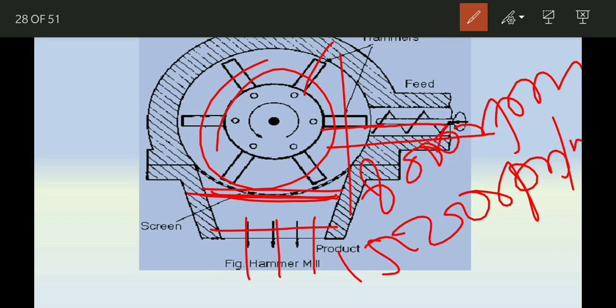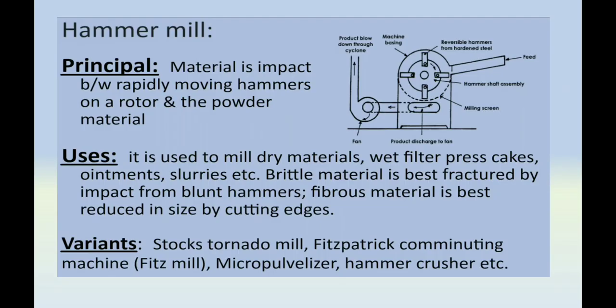The fineness of the product can be regulated by altering the rotor speed, feed rate, clearance between the hammers and the grinding plates, number and types of hammers, and size of the discharge opening. Now, let's talk about the uses. Fine to moderate grinding of the powder may be obtained depending on the speed of the hammer, and brittle material is fractured by impact from the blunt hammer. Fibrous material is reduced in size by cutting edges.